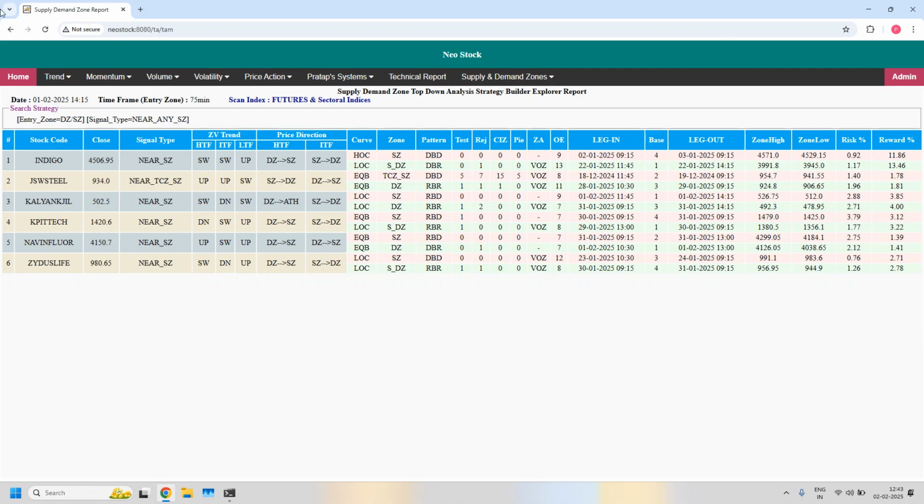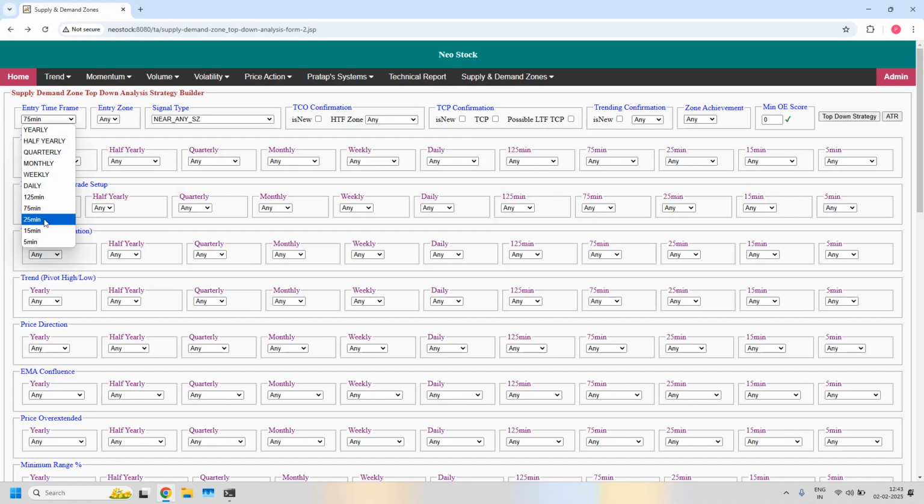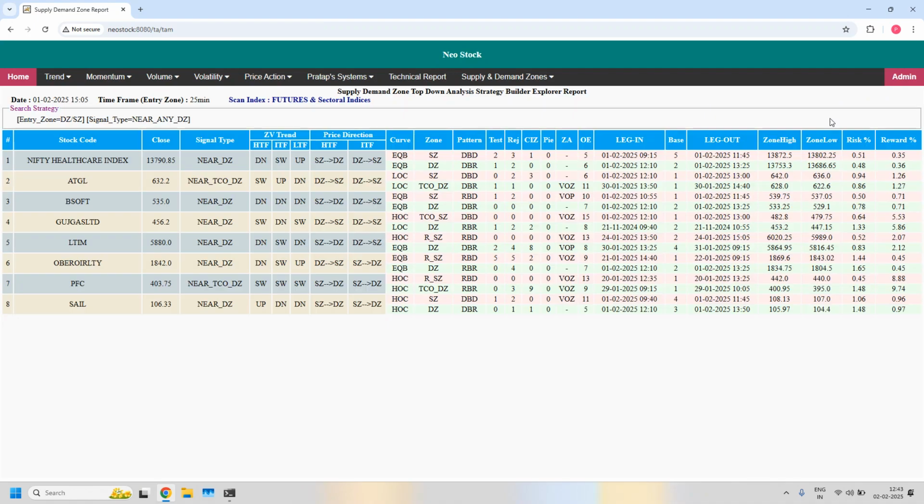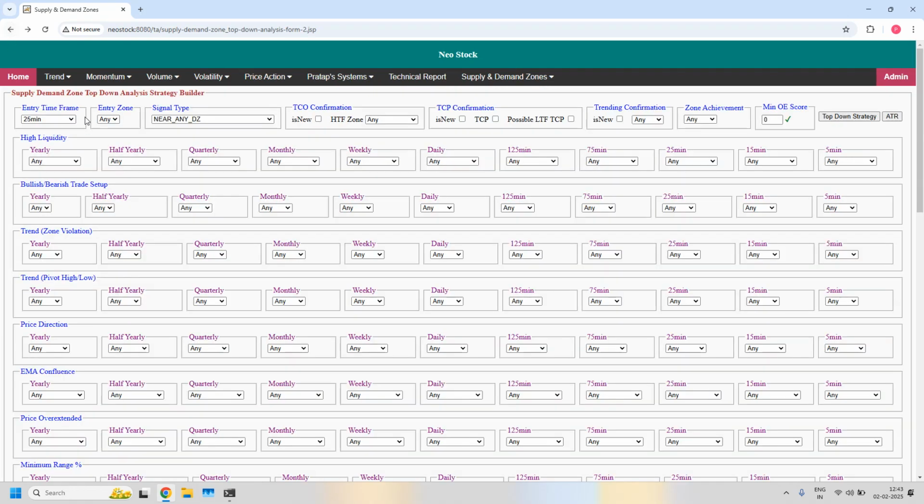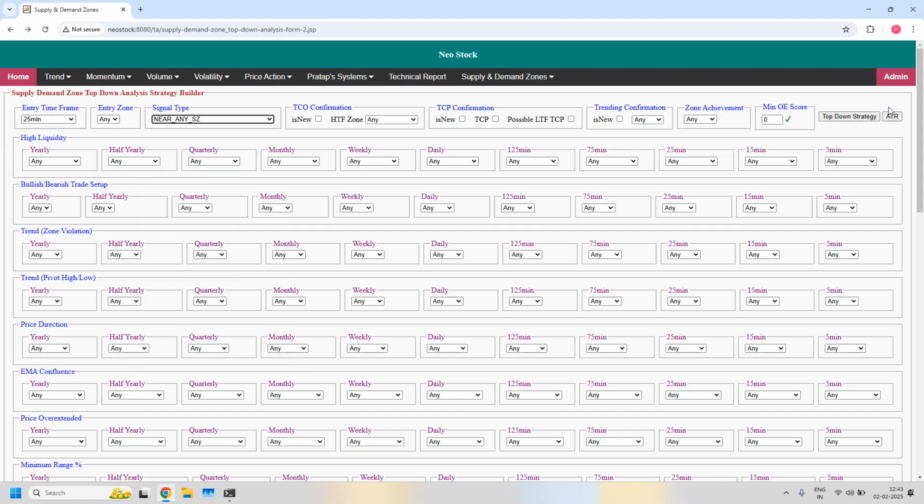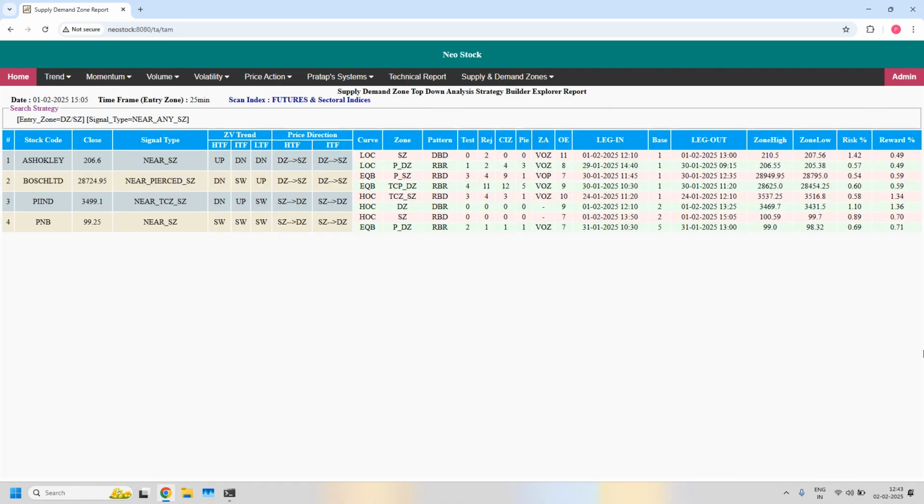Okay, this is about stocks near demand and supply zones for the daily and 75 minutes time frames, and high liquidity demand and supply zones. Next time frame is 25 minutes. Stocks near the 25 minutes demand zone. We got 8 stocks. Next, for the 25 minutes time frame, stocks near the 25 minutes supply zone. We got 4 stocks.